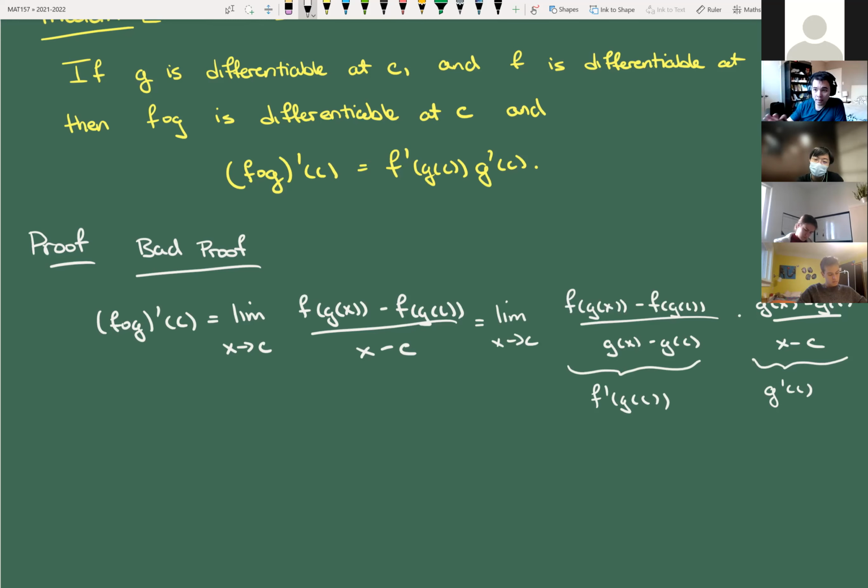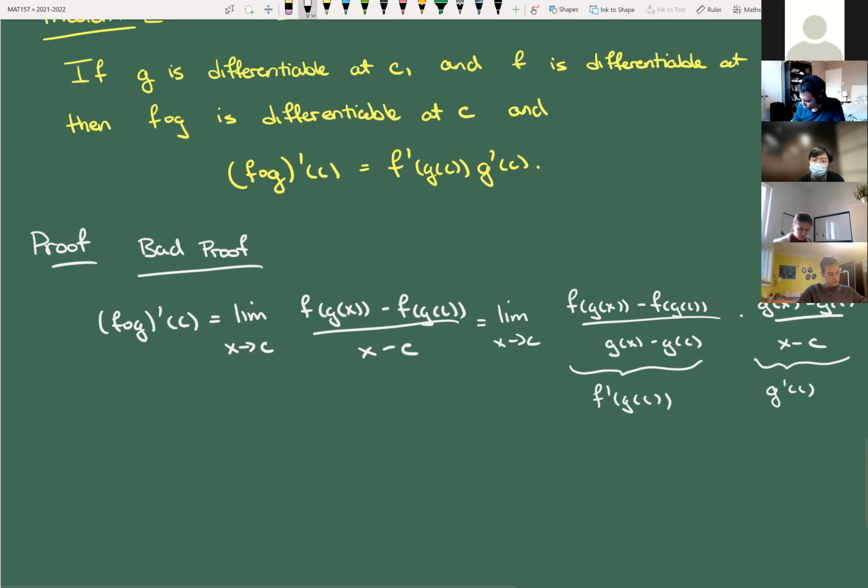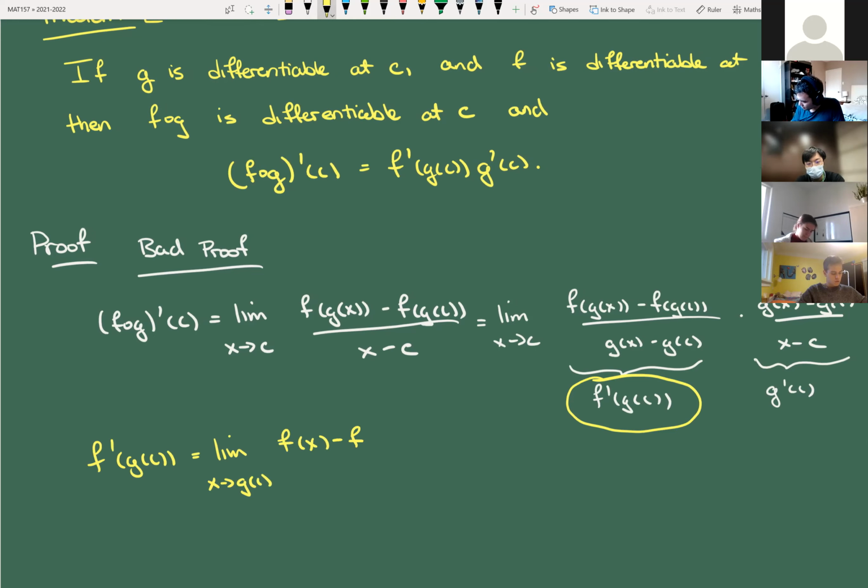So let's think about what is the derivative of f at g of c, right? Do you see that this is going to be true? This is kind of the tricky part right here, seeing that this is f prime of g of c. But maybe as a little side thing, what should f prime g of c be? That should be the limit as x approaches g of c of f of x minus f of g of c. My pen just died.